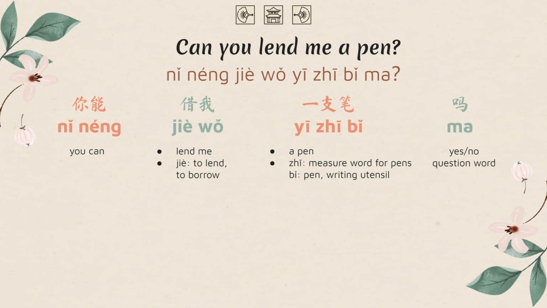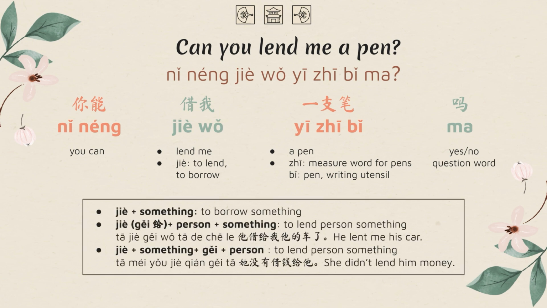What's another way of asking the same question, instead of using 吗 at the end? The alternative is to say the verb twice, and the second time you are negating the verb. But here we actually have two verbs. We have 能, can, or 借, to lend or to borrow. Which one do we change? We actually change 能, because that's the main verb. So, 你能不能借我一支笔?